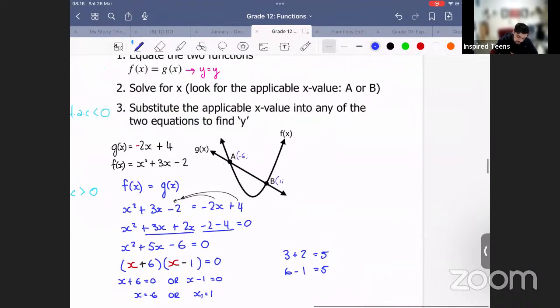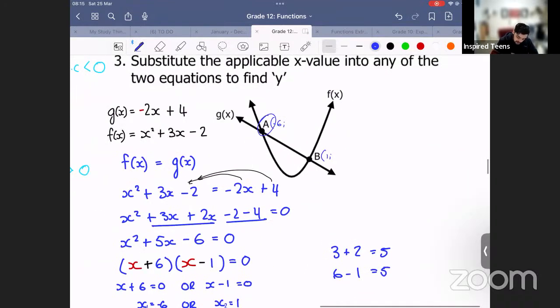Remember, this coordinate A and B is a coordinate for both graphs, for f of x and g of x. So I can technically take my x values and sub them into g of x, or I can sub them into f of x. I'm going to choose g of x just because it's easier. I don't have to deal with squared.